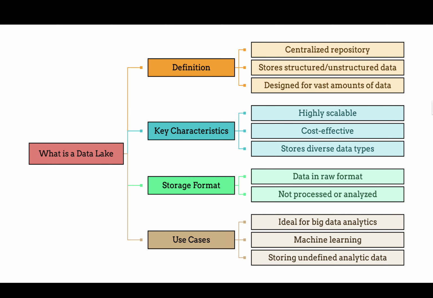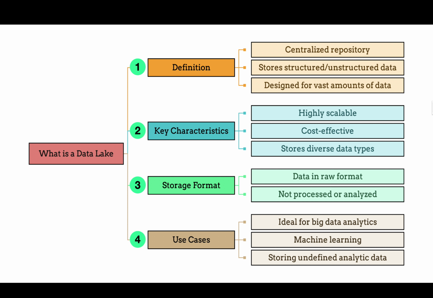What is a data lake? 1. Definition. A data lake is a centralized repository that allows you to store all your structured and unstructured data at any scale. It is designed to store vast amounts of data in its raw format. 2. Key characteristics: highly scalable, cost-effective, and capable of storing diverse data types, like logs, XML, JSON, and binary data. 3. Storage format. Data is stored in its raw format, not yet processed or analyzed.